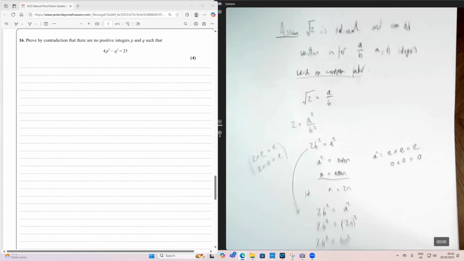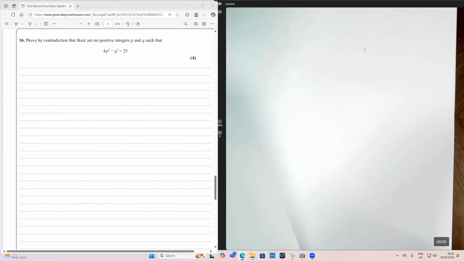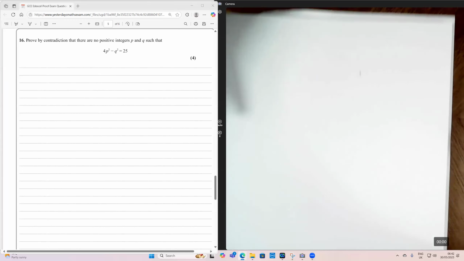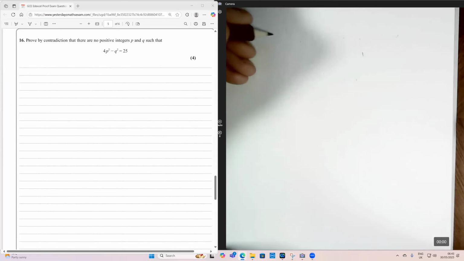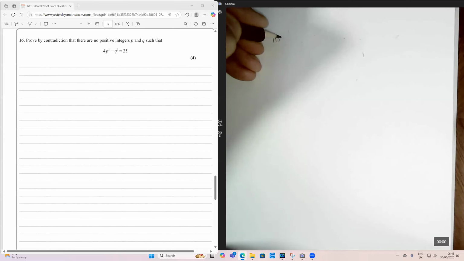It says prove by contradiction, because I know that in my experience people find this one a little bit confusing. So it says, prove by contradiction that there are no positive integers p and q such that 4p² minus q² equals 25. Okay, so again, we're going to assume the contrapositive statement, the opposite.